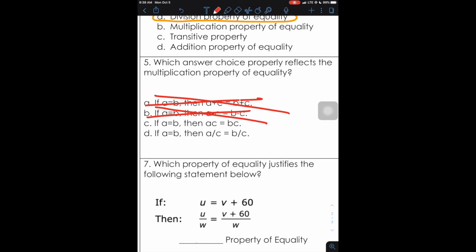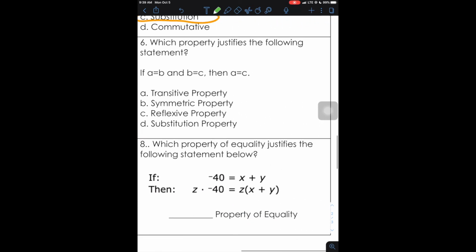But D is actually division, so I'm going to X that one out. And I know the answer is going to be C, and I simply know that just because I looked at the operations. They're saying if two numbers are equal to each other and I multiply them both by a third number, I'm still going to have the same equality. The same equality will hold. That's all they're saying.